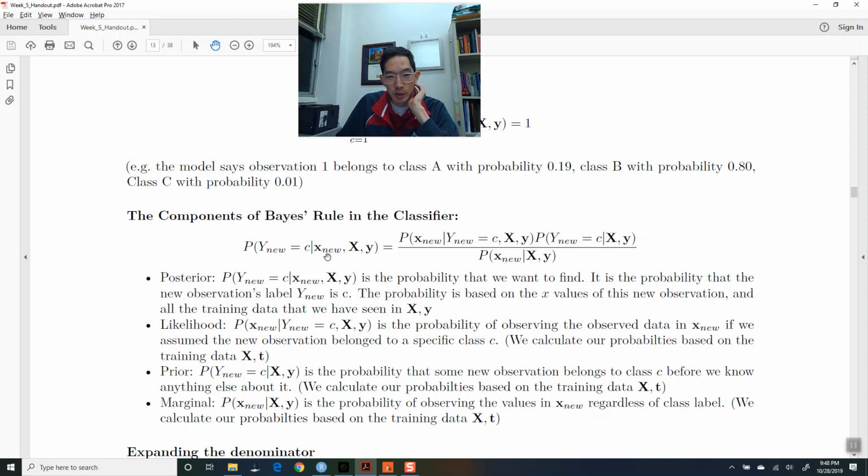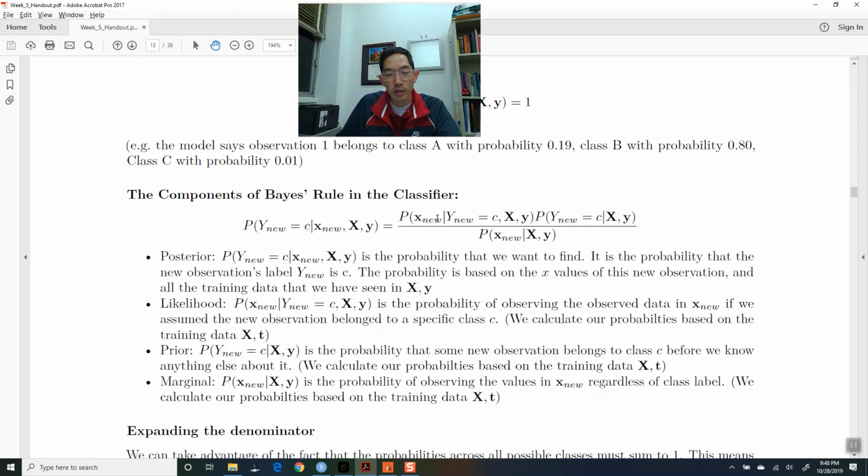So this probability is based on the X values of this new observation and all of the training data that we have seen. Over here, this part, the X nu given Y nu equals C, this is called the likelihood, right? This is more of a hypothetical thing that we have to estimate, and we're going to say, well, if we knew that it was a cat, what's the probability that it would weigh 11 pounds? If we knew that it was the medium-sized dog, what's the probability it would weigh 11 pounds? Or if we knew it was the big dog, what's the probability it would weigh 11 pounds, okay?